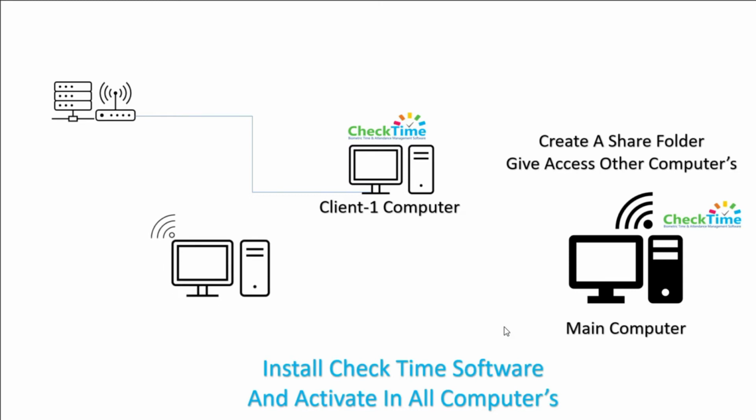Then we decide the third PC, install the Checktime software and activate it. Make sure this PC is also linked to the same network through Wi-Fi or LAN. So now we have all the PCs. Let's see how to do it in practice.